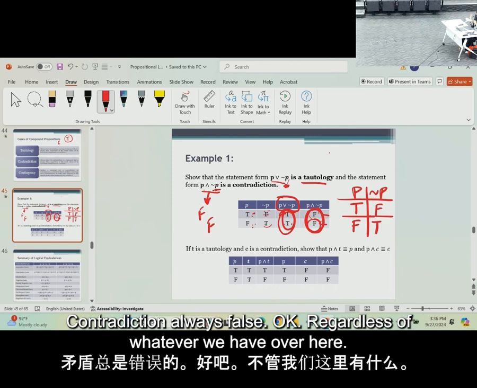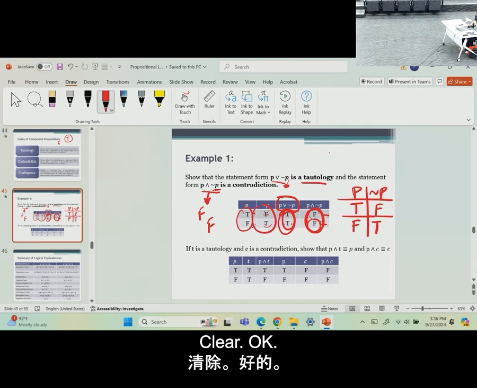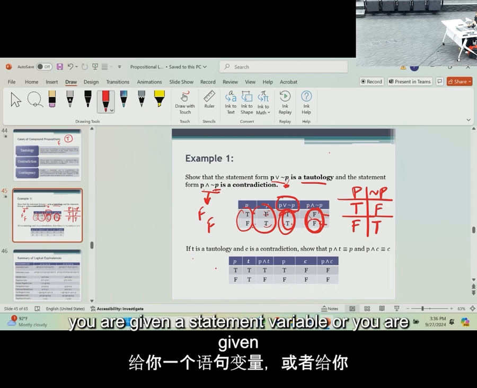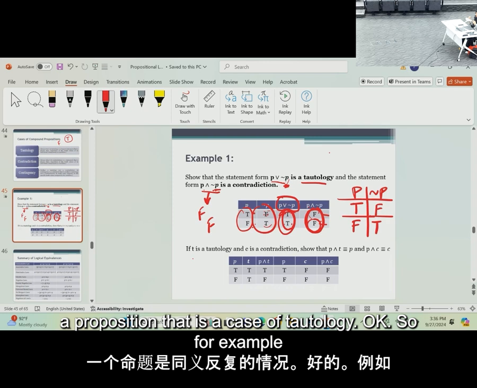Contradiction, always false. Okay? Regardless of whatever we have over here. Clear? Okay. This is one type of question. Second is that in the question, you are given a statement variable, or a proposition that is a case of tautology. Okay?